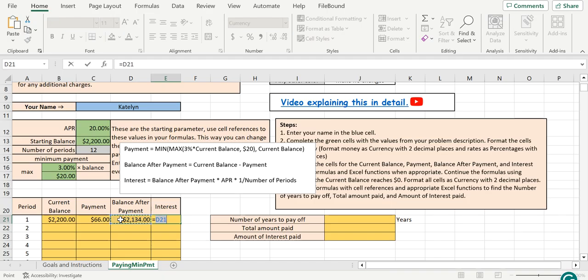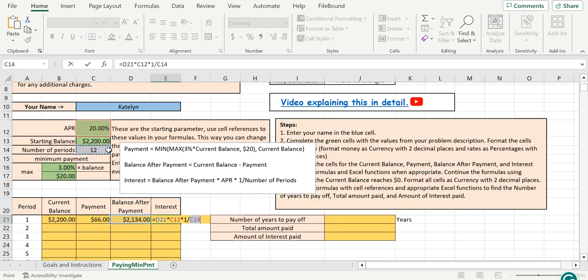So in my gold cell, I'm going to type my equal sign. I'm going to click on the balance after payment, type my star, and then I want the APR. So my APR was 20%. Use the APR you were given. And then we're taking that times 1 month, but simple interest, the time always has to be in years. So 1 month in terms of years is 1/12. So 1 divided by, and then cell reference that 12 for the number of periods.